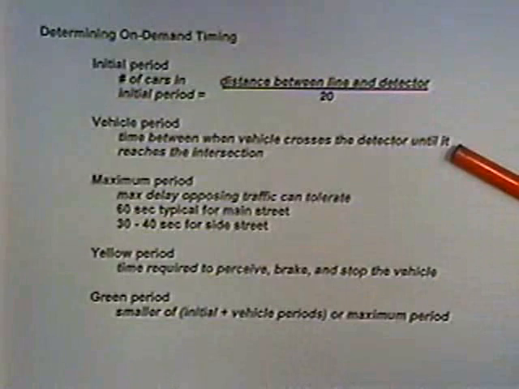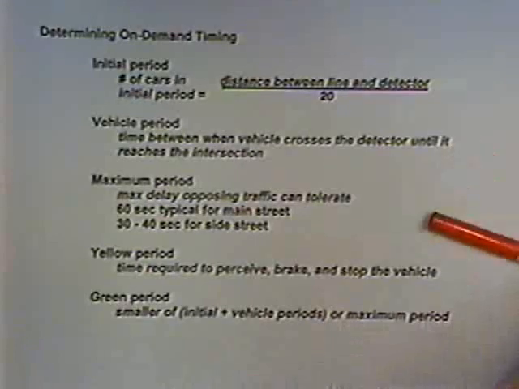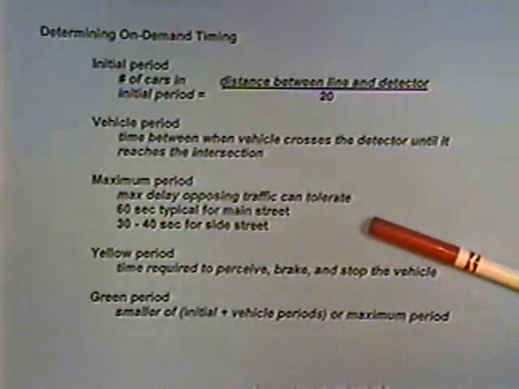And as long as vehicles keep arriving at the detector, we will keep extending that green until we reach some maximum period for that street. And typically we're looking at 60 seconds of green or 30 to 40 seconds of green for the side street. So there's a minimum amount and a maximum amount of green for each approach. There would also be a yellow period there as well. You notice the last item on that slide says that the green is going to be the smaller of the initial plus the vehicle periods or the maximum period. It could never extend beyond that maximum period.